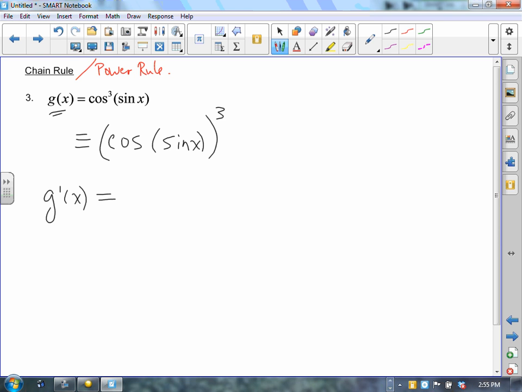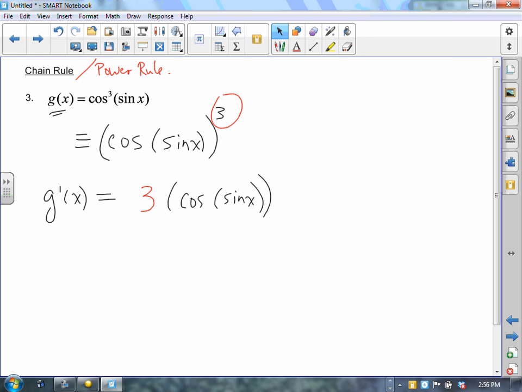First thing we're going to do is apply the power rule. So what you see color-coded in red is, let's begin with this. So we would end up with 3 being multiplied by this inner function, cosine of sine x. And that would be to the power of 2. Okay?